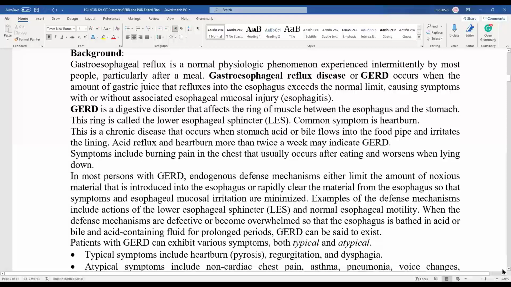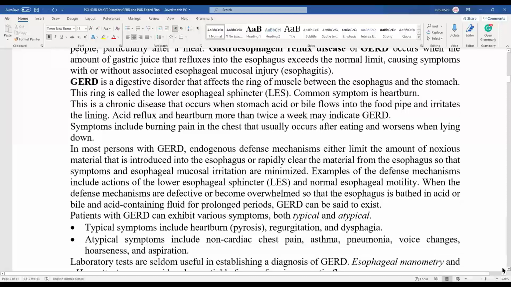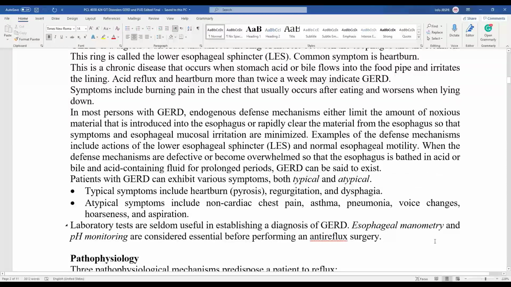There are some tests that can be done to confirm it, like using the esophageal manometry, which tests the functionality of the esophagus. And then when we are looking at GERD, it can exhibit various symptoms. Some can be classified as typical and some atypical. The typical symptoms actually include heartburn, regurgitation, and dysphagia, while atypical symptoms include what is termed non-cardiac chest pain, that is a chest pain, but that is not related to the heart, asthma, pneumonia, voice changes, hoarseness, and aspiration.